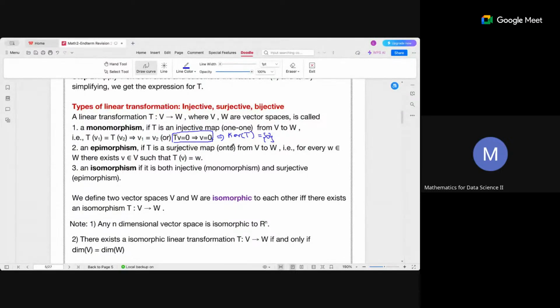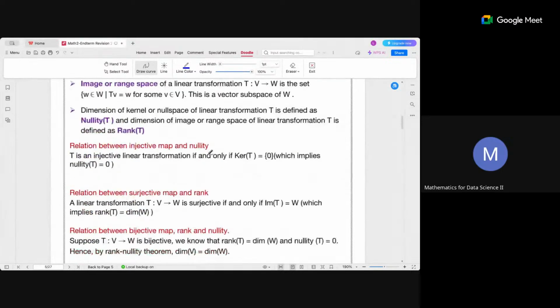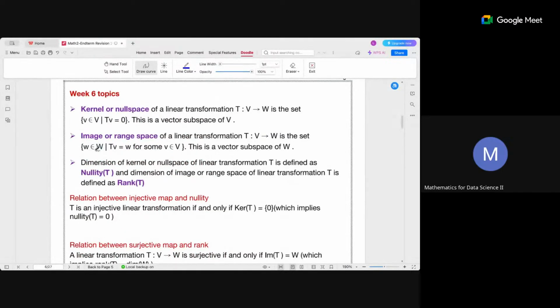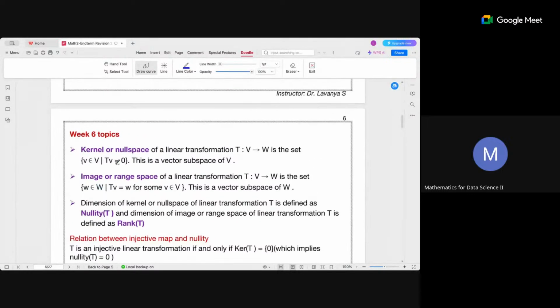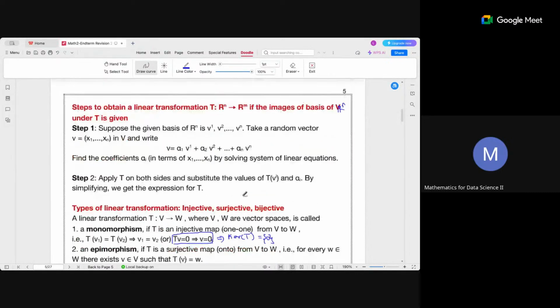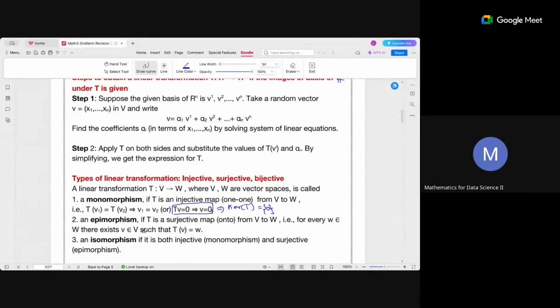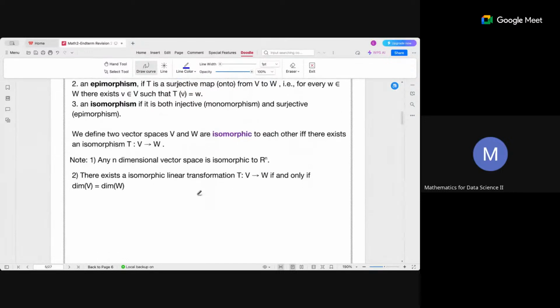And the next one is a surjective map. It means that for every w in W, there exists v in V such that T(v) is equal to w. Right? And what is the definition of the image of T? If you remember, I guess I have written it here. It is the set of all w in W such that T(v) equals w for some v in V. Now it is given that for every w in W, there exists a v in V such that T(v) equals w.